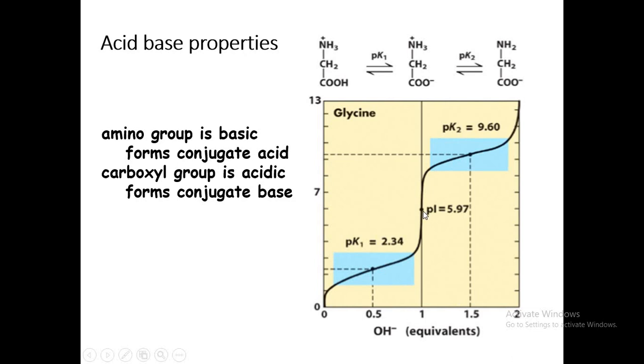So what is this pI? pI is the pH where the amino acid has no net charge. So what would be the species present at pI? I explained previously that when an amino acid has two charges, one positive and one negative, these two charges cancel each other, and the amino acid would not have any net charge. So pI is the pH where the amino acid is found in the neutral form.